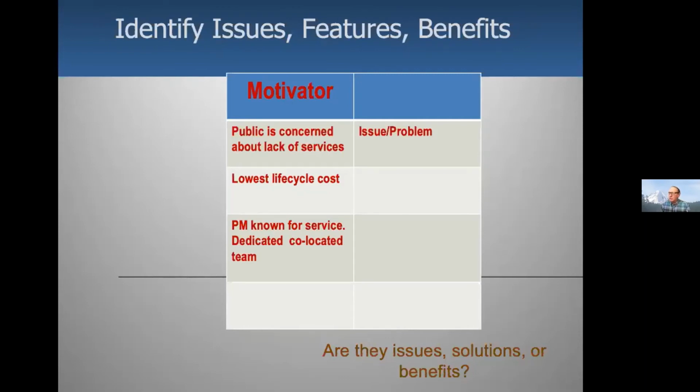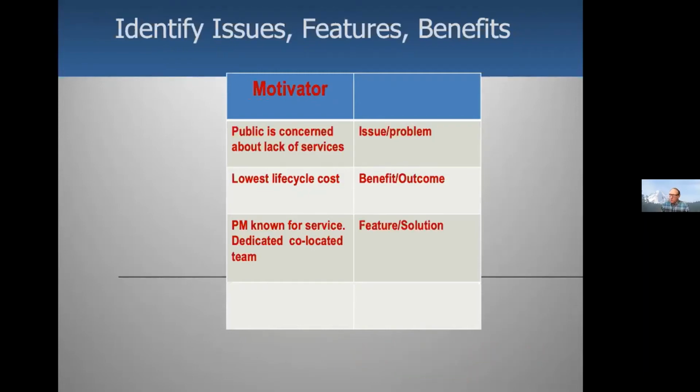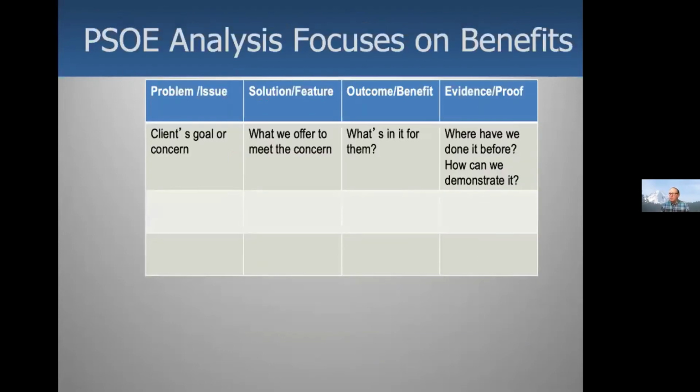The next one, the client wants lowest life cycle cost. That's something the client wants. It's an outcome they're looking for. That's a benefit. The third one is they want a project manager that's known for service and a dedicated co-located team. Now they're defining the features that they're looking for. So this one would be a feature or a solution. So now we've got our three motivators. We understand what they are. Now let's see how we use the PSOE.